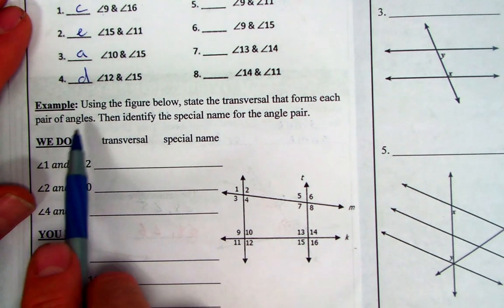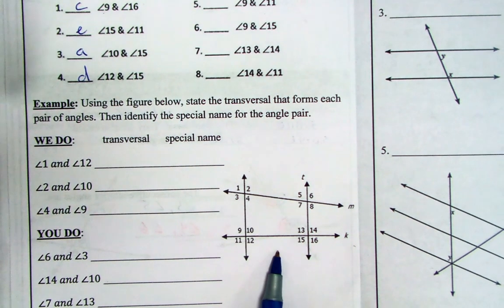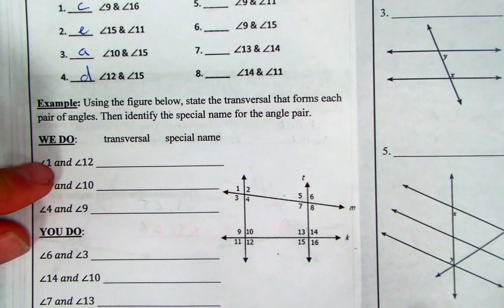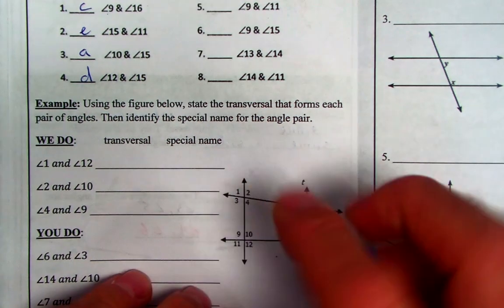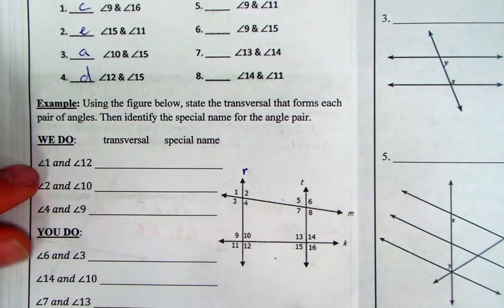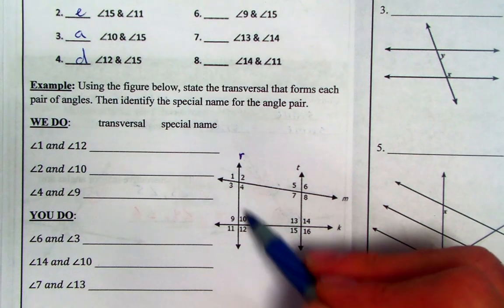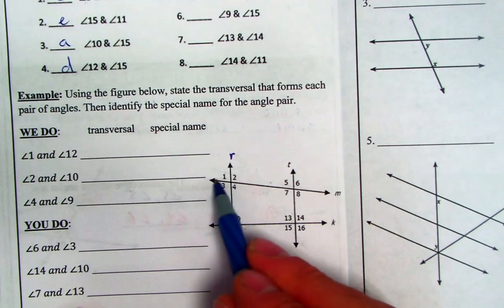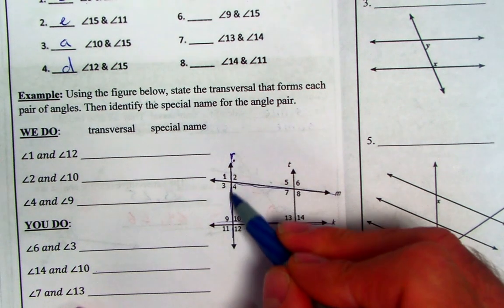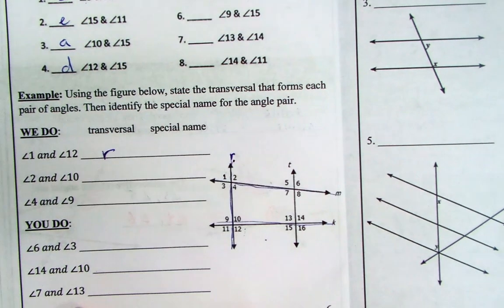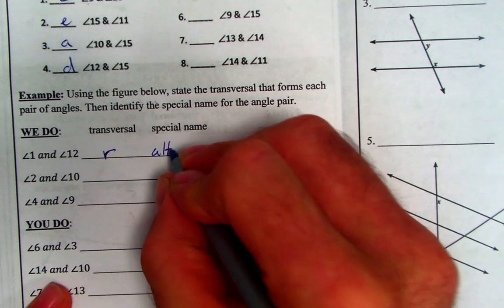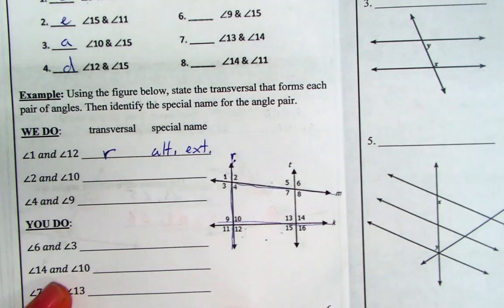Okay, in this next example, we're going to just use this figure, and we're going to state the transversal that forms this pair of angles, and then identify the special name for it. This line got cut off, so we're just going to call that one R. Okay, so angles 1 and 12. What transversal forms those two angles? Well, here are our two lines, M and K. And then line R is the one that cuts across. So transversal is R. And then they're on alternate sides on the exterior, so we can just say, I didn't leave a lot of room, so we'll just write alt X, right? Alternate exterior.